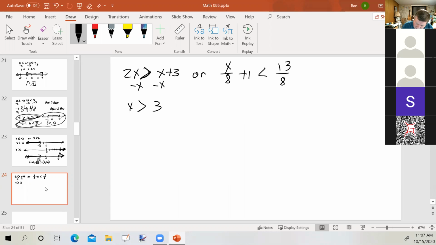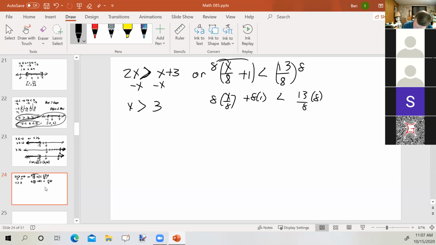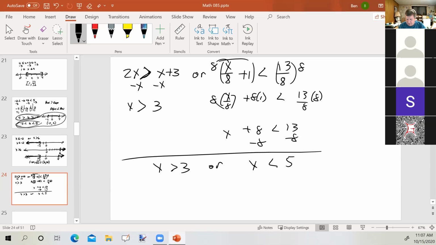Let's see, on the right side, I think I'm going to go ahead and clear the fractions. I'm going to multiply each side by 8. So I get 8 times x over 8 plus 8 times 1 less than 13/8 times 8. So this is x plus 8 less than 13. Subtract 8, x is less than 5. So I've got x greater than 3 or x less than 5.